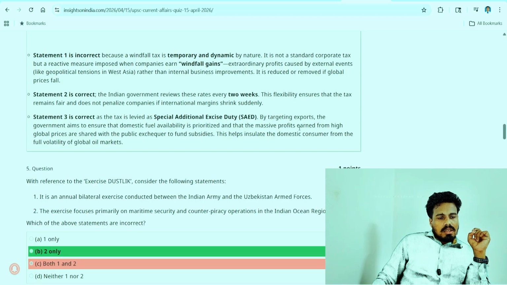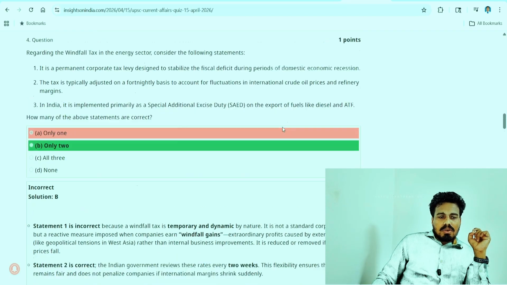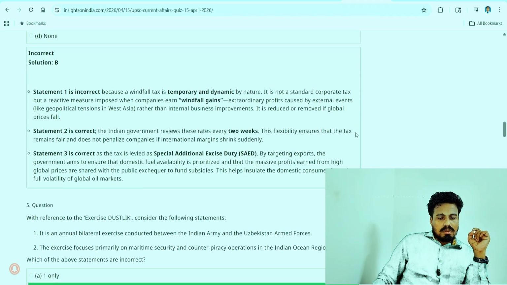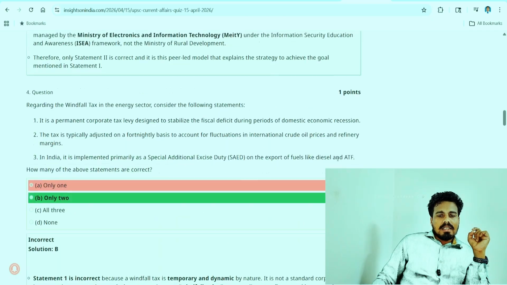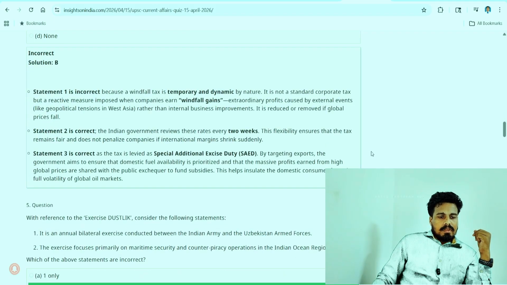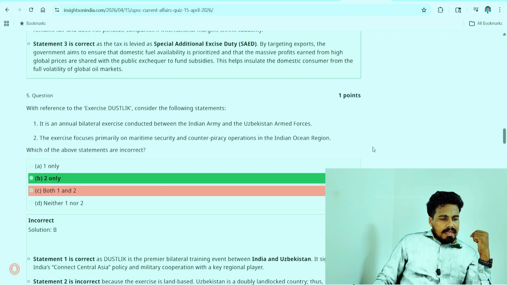SAED we took it as wrong, but since the petrol was missing from here, diesel and ATF, so petrol was missing. That's why we took that statement as wrong. But we shouldn't have done that. We should have analyzed this diesel and ATF, which is most moving fuels. That's for cargo, okay, and other goods and services related operations. So we should have analyzed it that way and marked it as right. So a mistake from our side. We didn't go deep to a deep analysis. That's the problem there. And the fifth question, exercise dust leak.